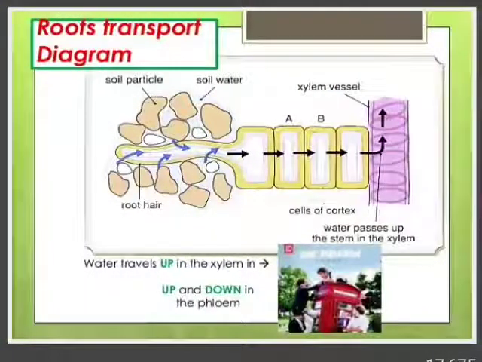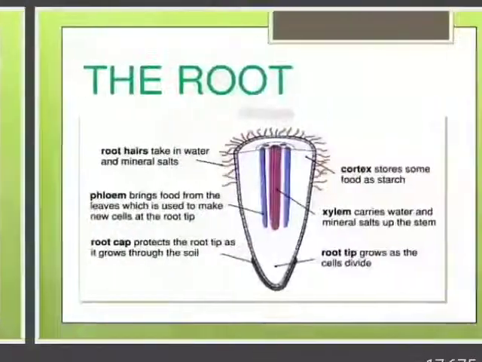This is the root transport diagram. The soil particles and soil water are absorbed by the root. The water passes to the cortex, and the cortex is connected to the xylem vessels. The xylem vessels carry it upward to the whole of the plant.